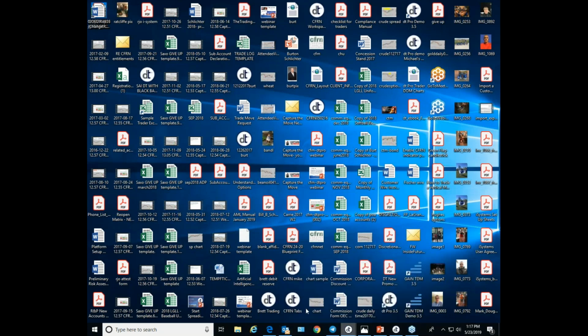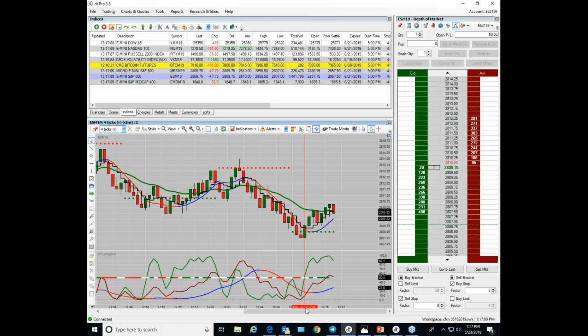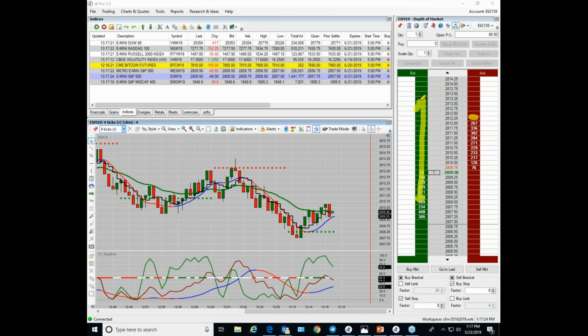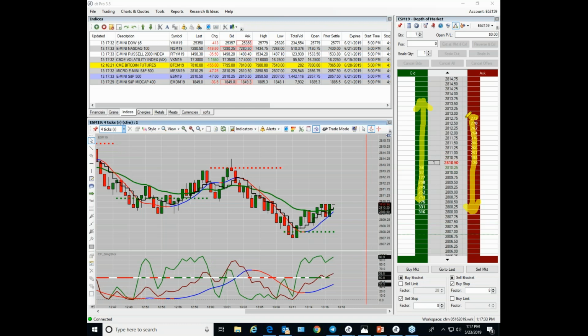So Mark's question is, where exactly do we click on the DOM? Well, if there is a setup, we're going to left click in the green, or we're going to left click in the red. That's simple. We left click in the green, we expect the price to go up. That's how we make money. And we'll left click in the red, and the price moves down. That's how we make dough on the way down. So it's right there.